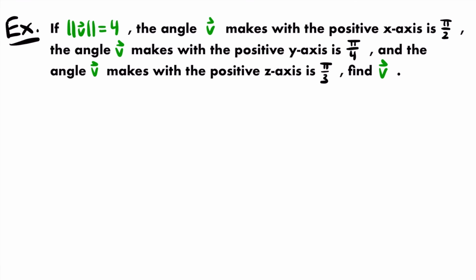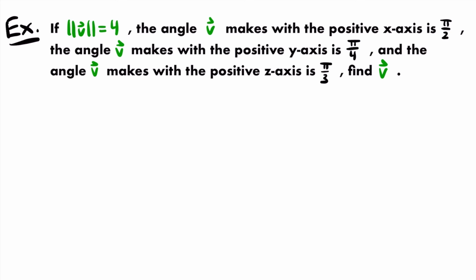Okay, so here's our last example. If the magnitude of vector v is equal to 4, the angle vector v makes with the positive x-axis is pi divided by 2, the angle vector v makes with the positive y-axis is pi divided by 4, and the angle vector v makes with the positive z-axis is pi divided by 3, find vector v. So this is a little bit different than our two previous examples, but it still does involve the use of direction cosines.